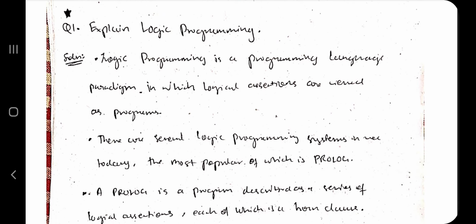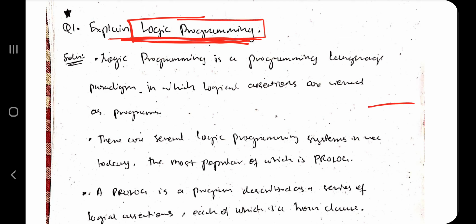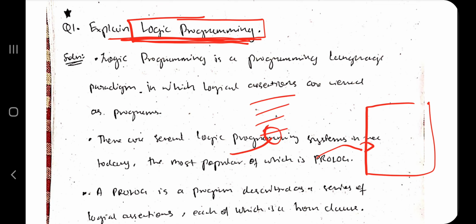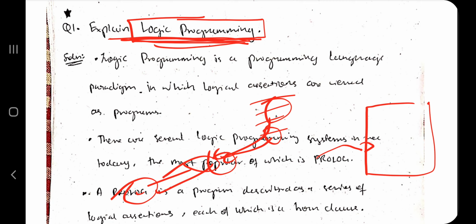Moving on to the next super important question, which is: explain logic programming. A very, very important question from the exam point of view. Logic programming means what? You will be programming the system to do some tasks based on some rules, and from the derivations of those rules, it will do some task. There will be some rules, you'll be deriving some formulas, and by using those formulas you'll be solving some questions. That program is called logic programming.